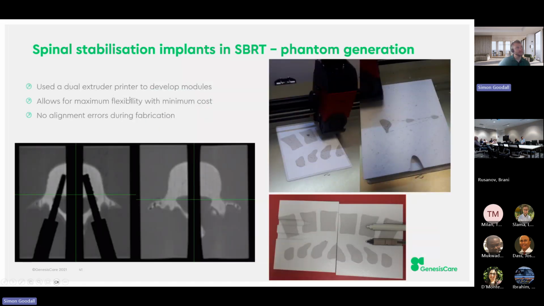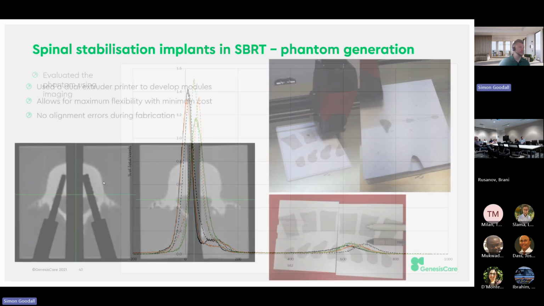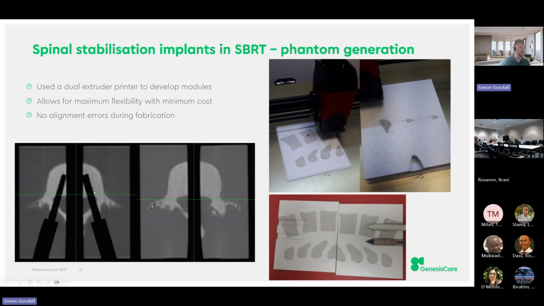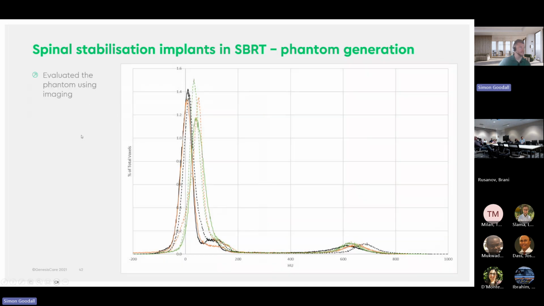We then used a dual extruder 3D printer to develop this modular based phantom, which had some ionization chamber inserts and some film inserts. And we created a series of phantoms. So we had a spine phantom, and then we had two spine phantoms, which had different areas available for screws and implants to be inserted.